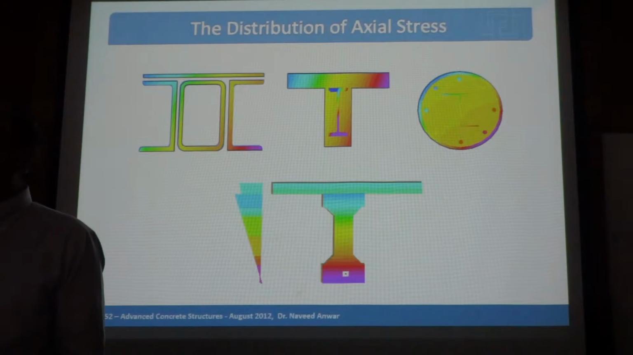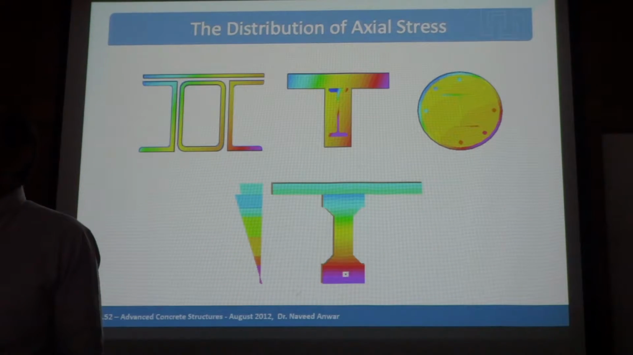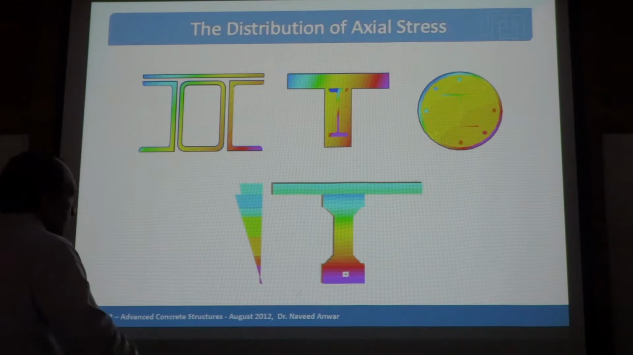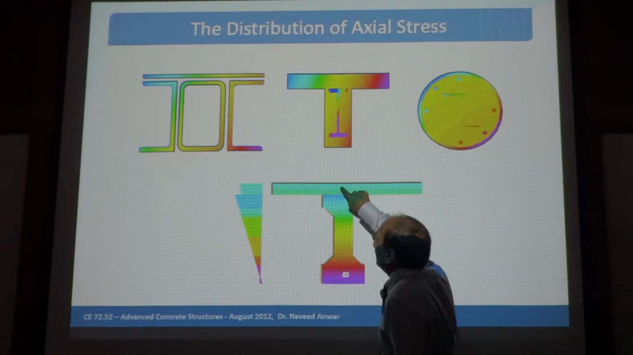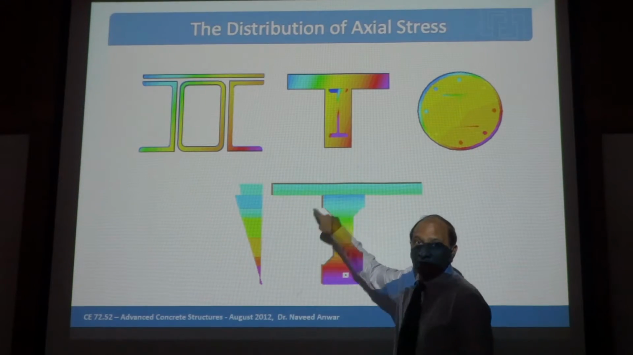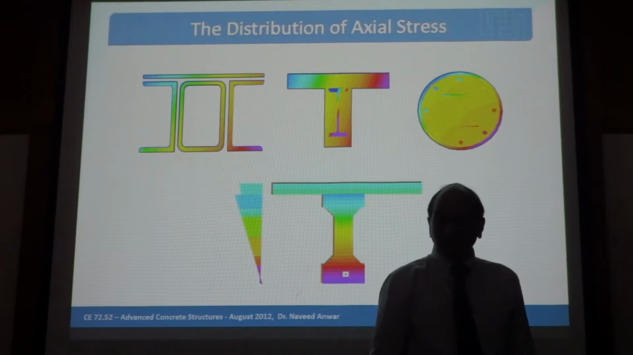Low strength concrete, low modulus of elasticity. So N changes, right? So you get the difference in stresses at the, so you can see it's not continuous. It should be continuous, it's not, because different modular ratio.